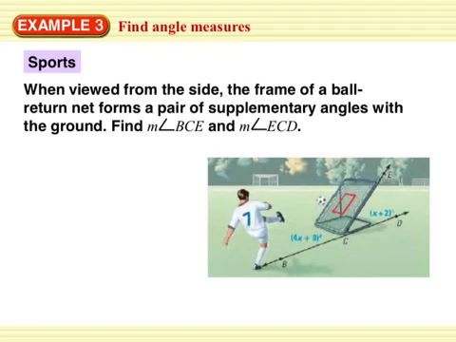Okay, last example I'll do with you. When viewed from the side, the frame of a ball return net forms a pair of supplementary angles with the ground. Find the measure of angle BCE. I'm going to look at BCE and the measure of ECD. Okay, so this would be one of those algebra problems. I'll start it here. You know that the supplementary angle is 180 degrees.